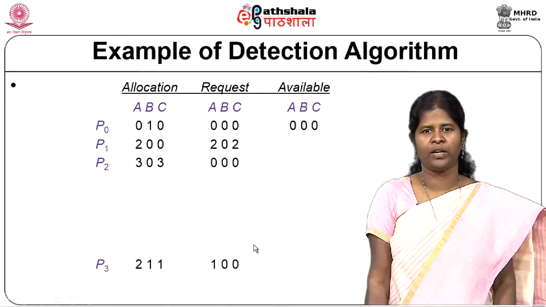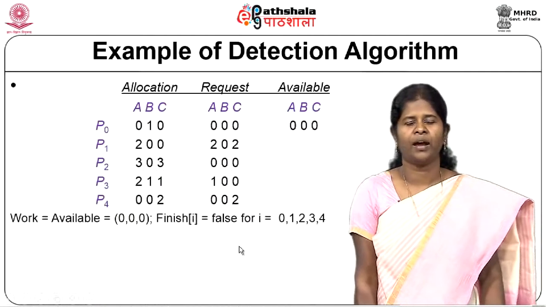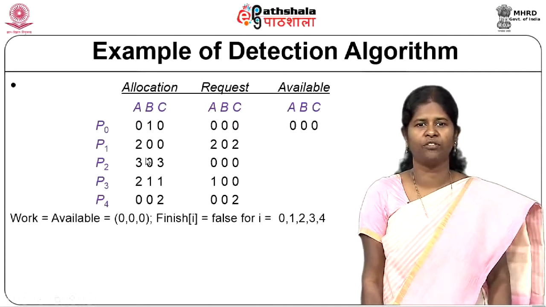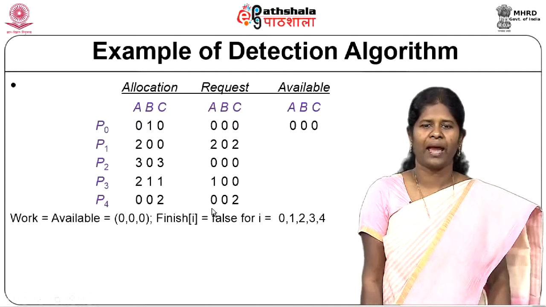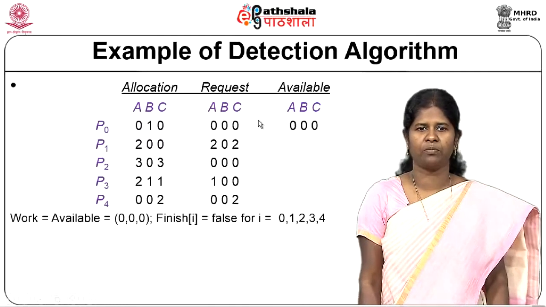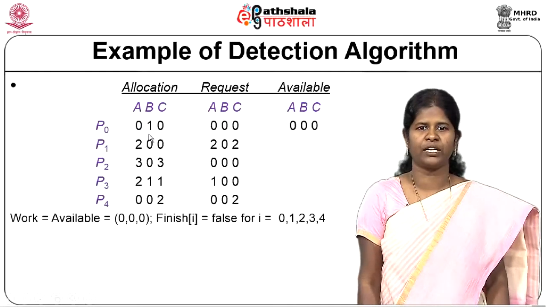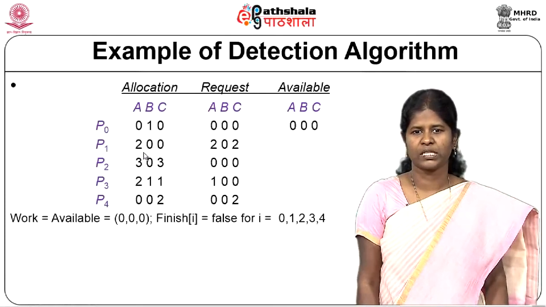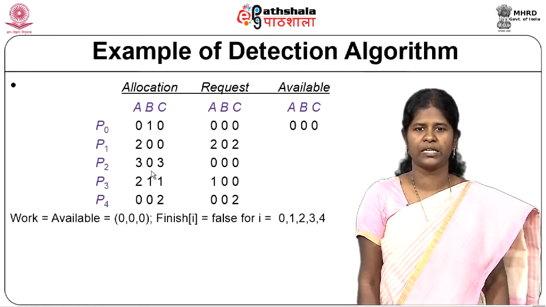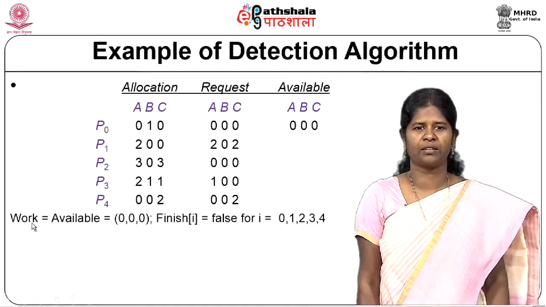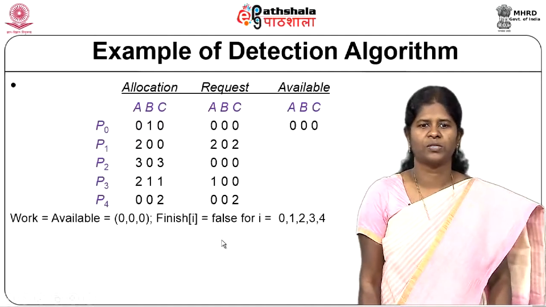So, what we do, we now try to run the algorithm and find out if the requests of P1, P3 and P4 can be granted with what is currently available and the resources that are with the processes which are not waiting for any resource. Here you see that P0 is not waiting for any resource, it does not have any request now, and P2 is also not waiting for any resource, it also does not have any pending request. So, we initialize the algorithm as Work equals Available. What is available? Nothing is available, 0 0 0, and Finish[i] is made false for all the processes.